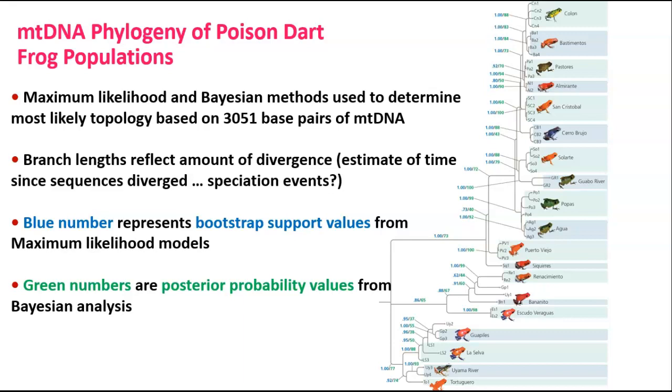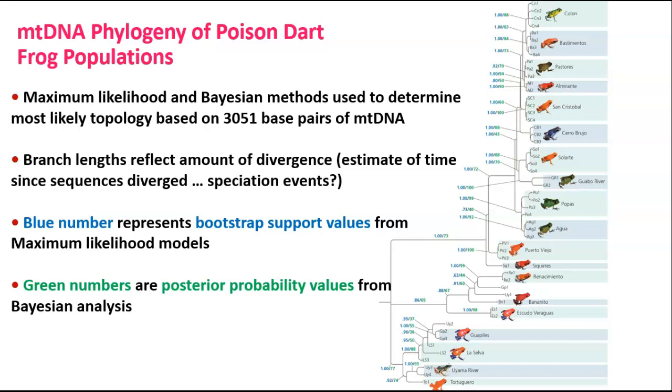And there you have it on the right side of the slide, showing you the phylogenetic relationships of these populations based on mitochondrial DNA. Keep in mind, this is really a diagram showing the phylogenetic relationships of the mitochondrial DNA. So the mitochondrial DNA may not completely reflect the actual relationships of the populations, but it's being used as an estimator. Now the branch lengths, you can see there are different lengths of these branches, represent the amount of divergence. In a sense, it's an estimate of the amount of time since sequences diverged.